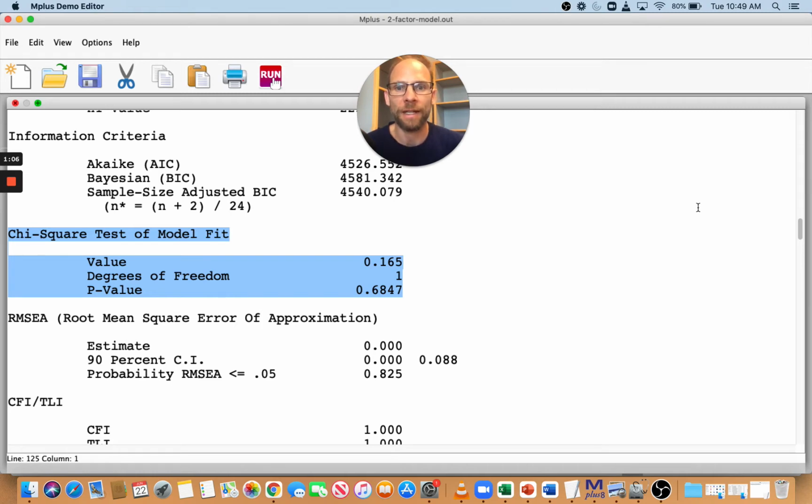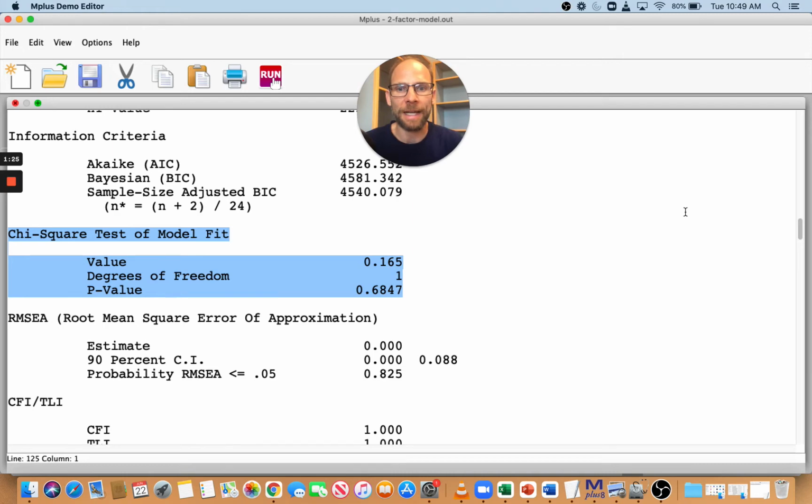Here you can see this chi-square fit for our target model here is good. The chi-square value is 0.165 with 1 degree of freedom, and so that chi-square value is not significant, meaning the model is not rejected at the 0.05 level because the p-value is greater than 0.05. It's 0.6847, indicating good model fit.